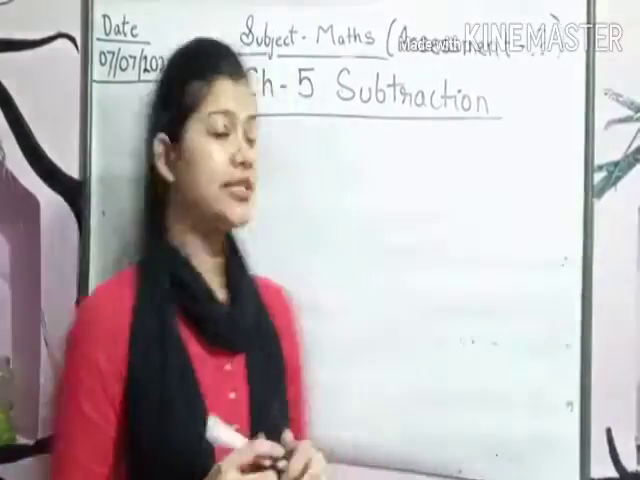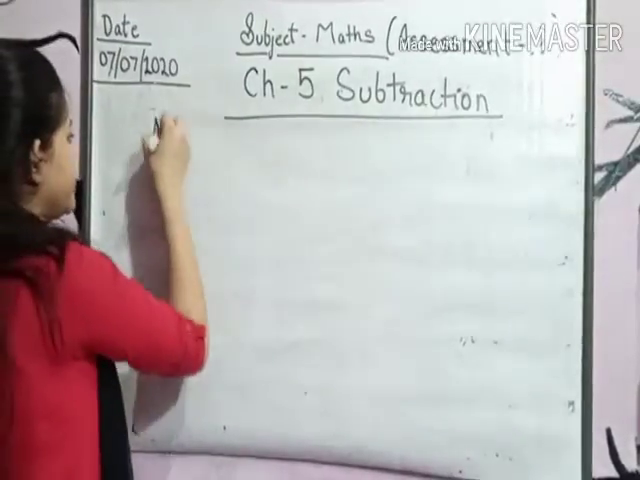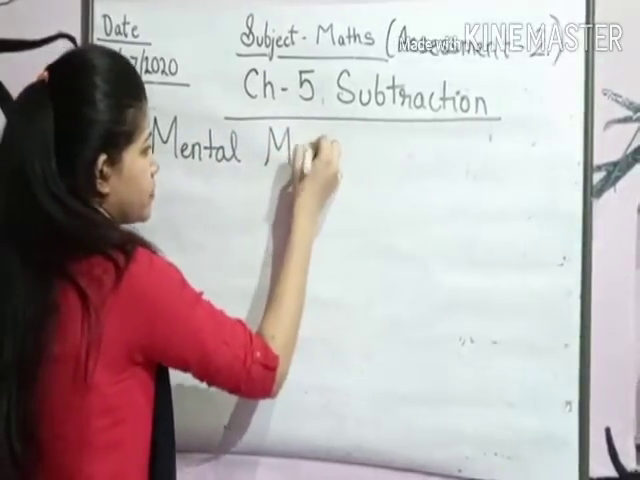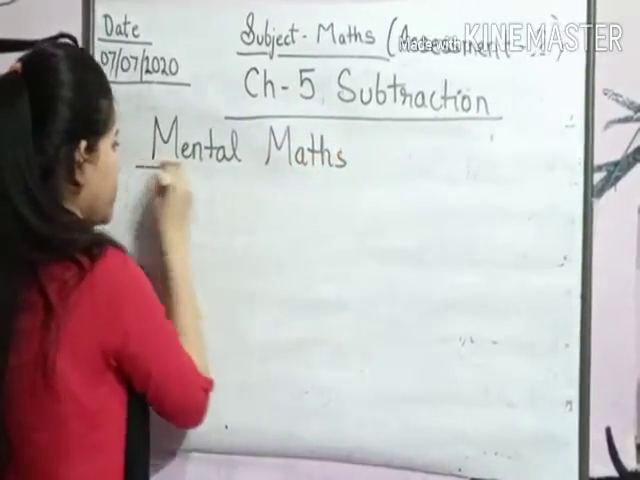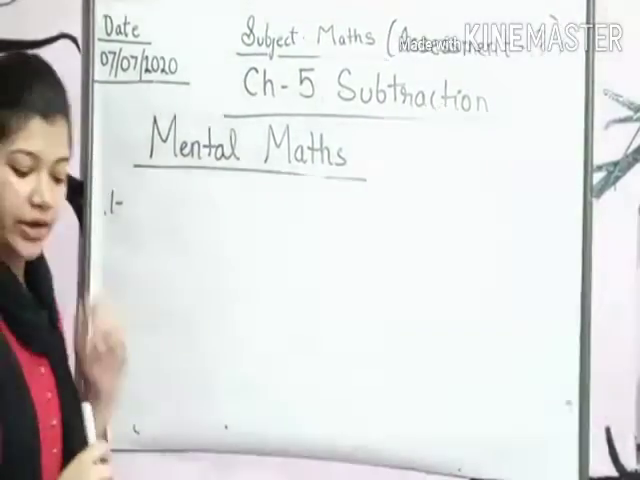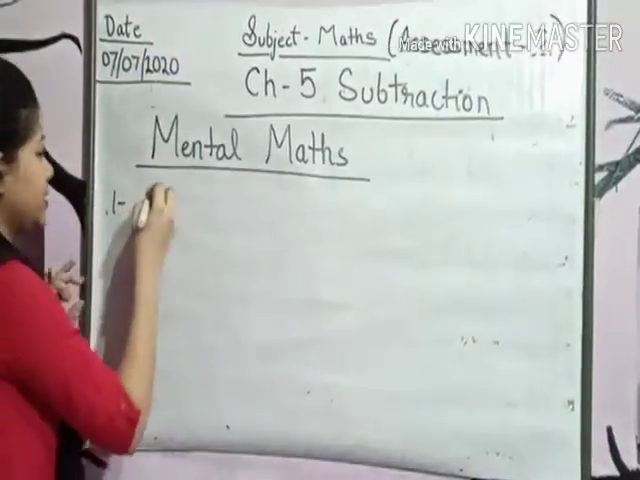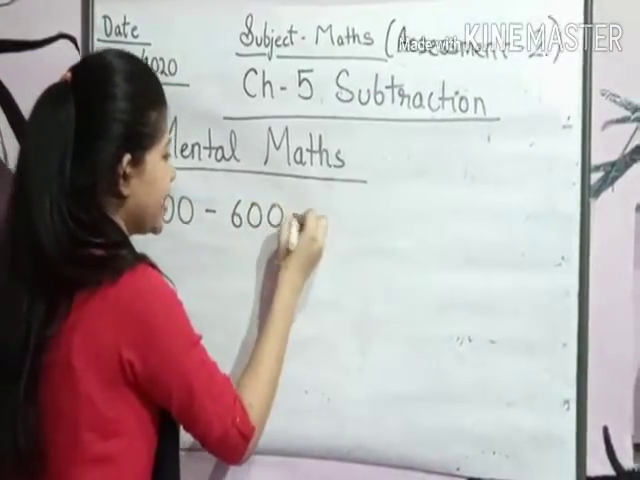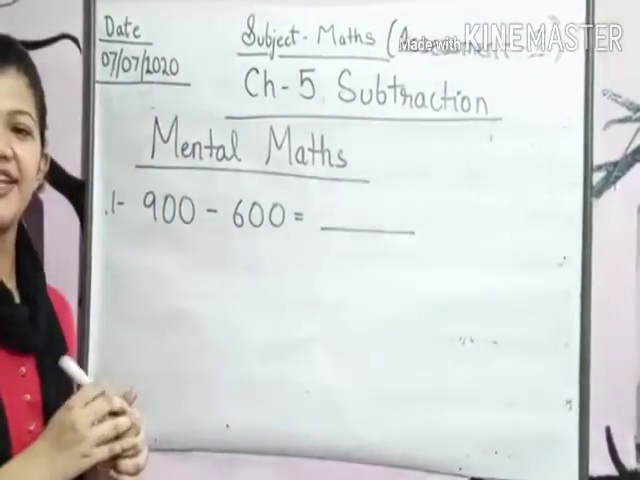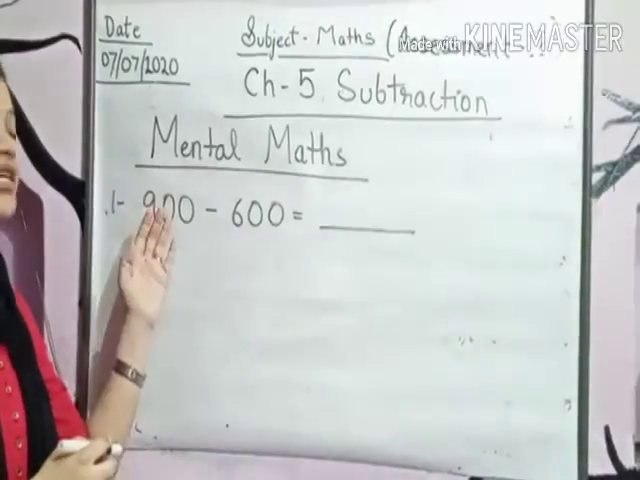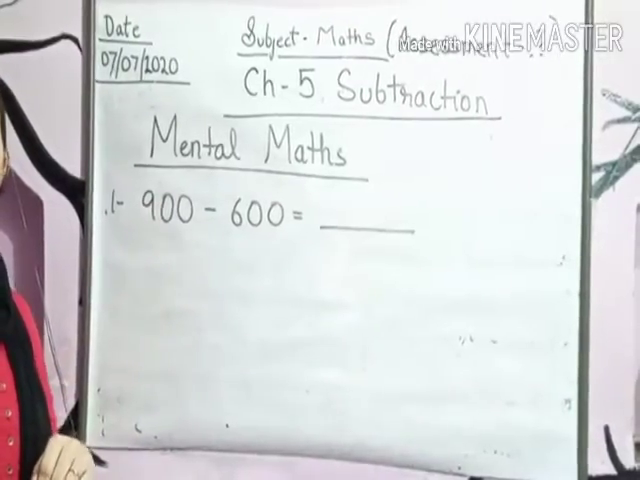So let's begin with the first one. 900 minus 600. Now see, this one is very easy. You can do this yourself. 900 minus 600 is equal to what?